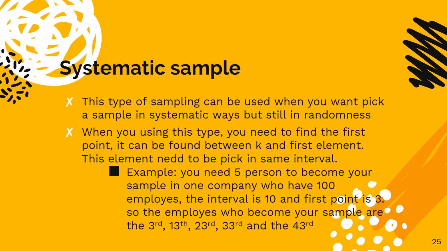Example: you need to choose 5% in some company, and that company has 100 employees, and the interval is 10 and the first point is 3. So the employees that you choose are the employees with the third number, 13th number, 23rd number, 33rd number, and 43rd number. Next is stratified sampling.